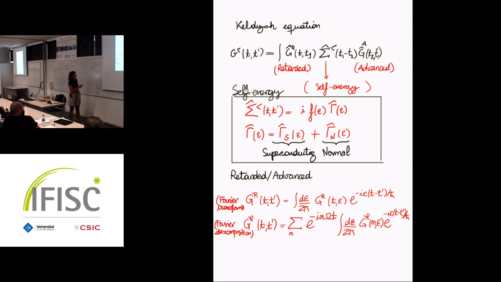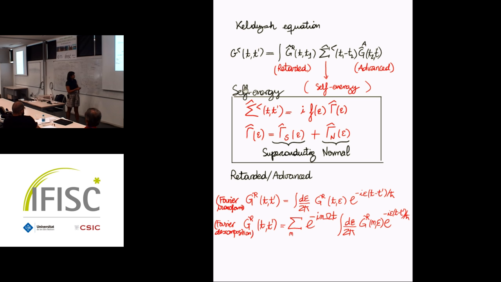Remember that it's a 2x2 matrix, and here you have the retarded, the advanced, and this is a self energy that takes into account the tunneling term. So the tunneling term is composed of two terms, the superconducting and the normal term. And also these Green functions, the retarded and advanced, contain the AC field. In perturbation theory, when you resum all the terms, you can write it down in the way that we are going to see now.